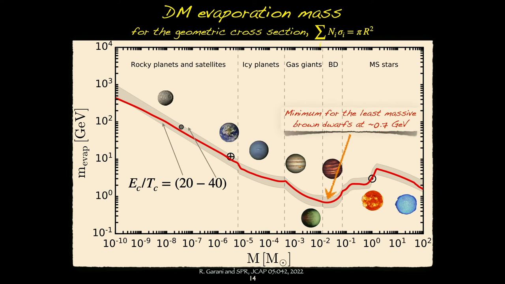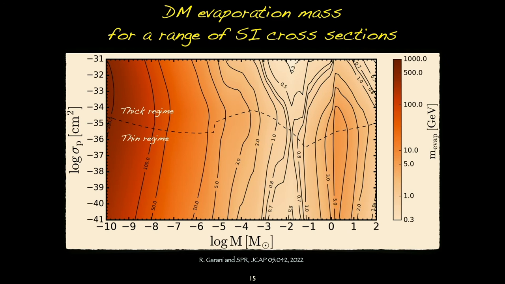Sorry, I just wanted to mention that the minimum we get here is for the least massive brown dwarfs, and we get an evaporation mass of around 0.7 GeV. So we can do this for many other values of the cross section. Actually, I show you here the same result for 10 orders of magnitude in cross section.